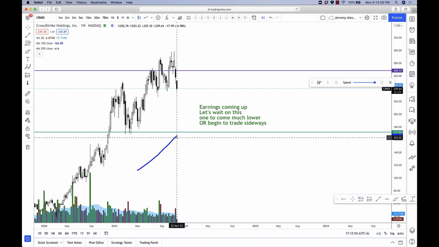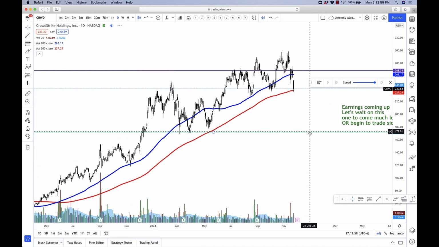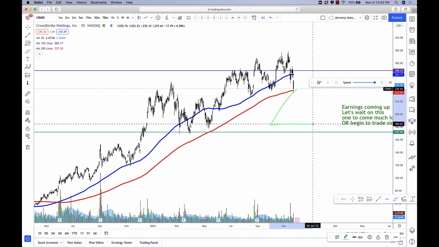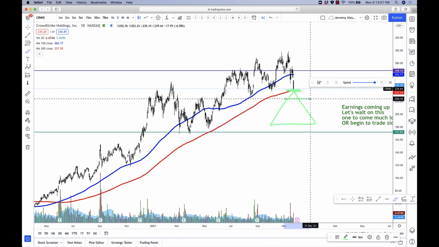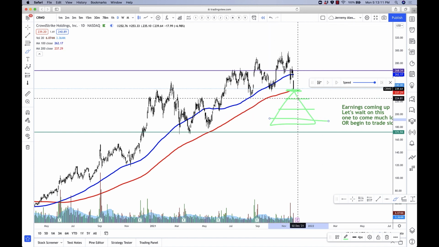But since we're above the 100 on the weekly, and we did just come into the 200 on the daily, and this is where it's at now, I could use this as a pyramid. It would just look something like this, right? That would be my pyramid, the top of my pyramid. So 20 shares, again, 30 shares, 40 shares, and 50 shares. That would be like that on CrowdStrike.